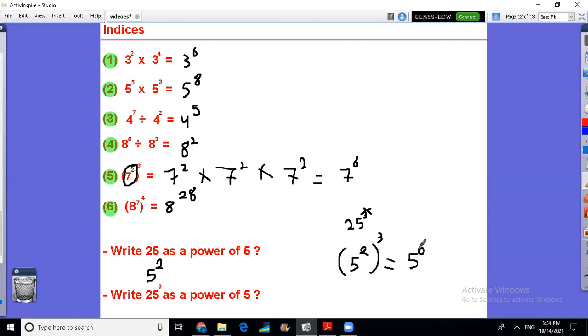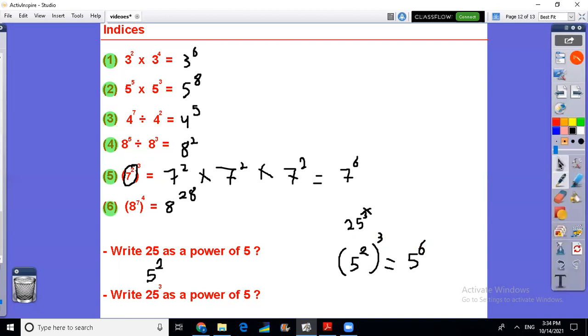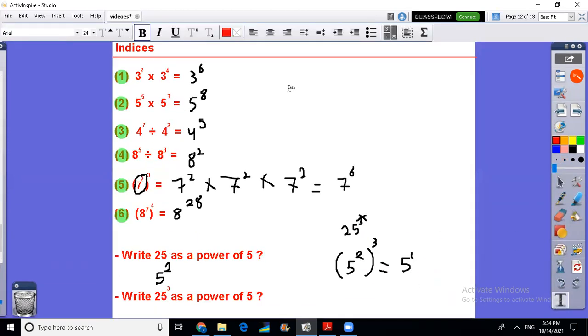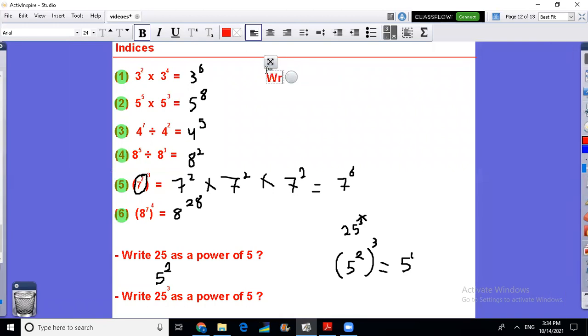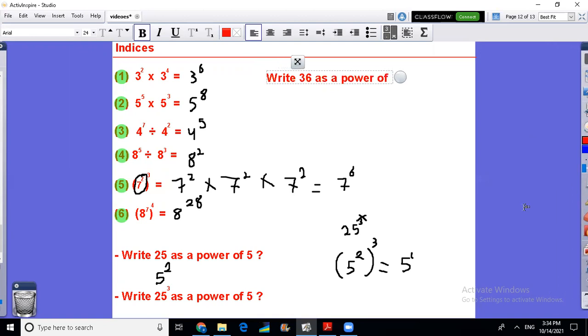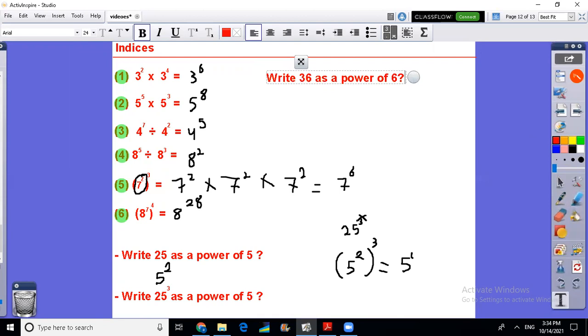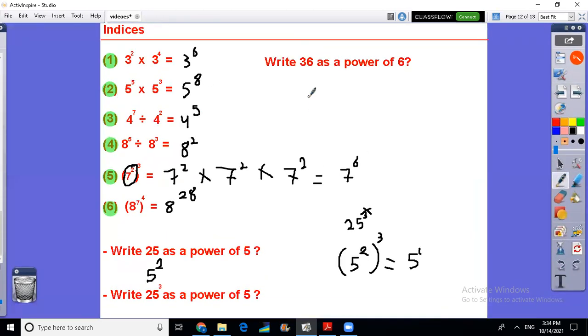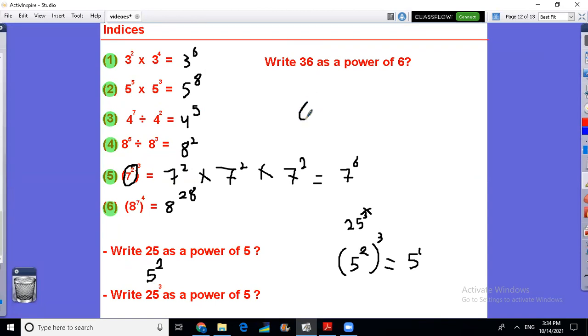Is it easy? Do you want one more example? All right, I'm going to write one more example right now, but you are the one who's going to do it on your own, then come back to check if it's correct or not. Let me write it first. If I want you to write, let's say, 36 as a power of 6. Means 36 is 6 to the power of what? Exactly, 6 to the power of 2, which is 6 squared.